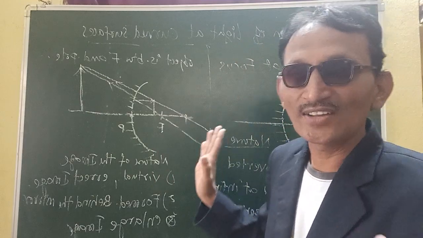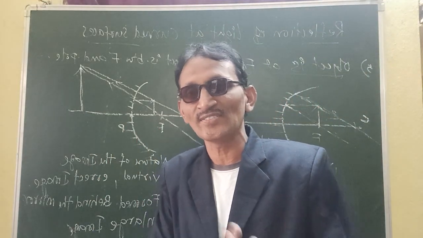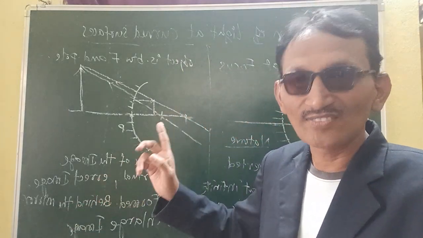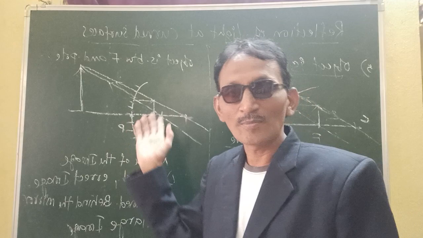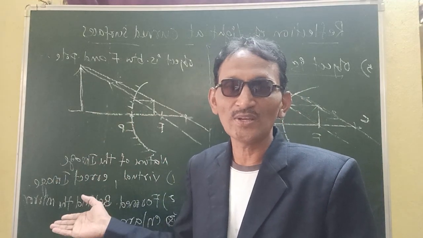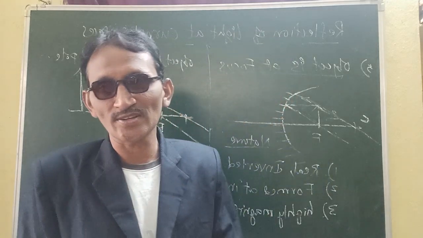Now, the sixth condition is entirely different from all five conditions. All five conditions are real, inverted, real, inverted. But the sixth condition is a virtual erect image. It is formed behind the mirror, and it is a large, highly magnified image. Understand? So now, applications of these concave mirrors.